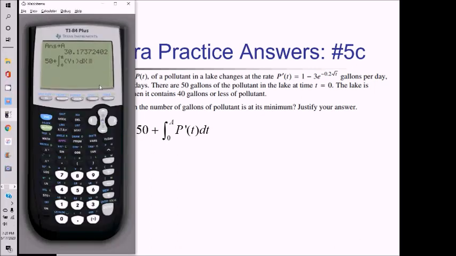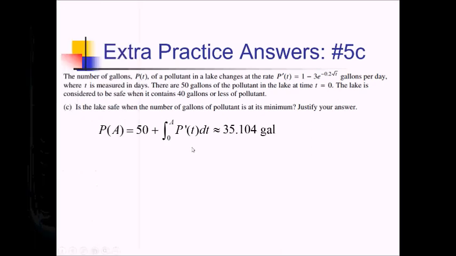So here's what this looks like if you plug this in. We have 50 plus, I did math 9 to get the integral. We have 0 to alpha a, which was this number up here. y1 is where I stored my p prime of t, and I put an x there for dx. Press enter, and that comes out to roughly how many gallons of pollutant? About 35.104 if we round that off.